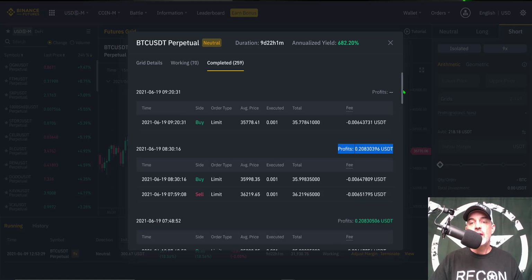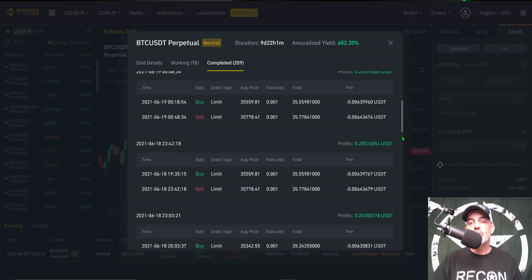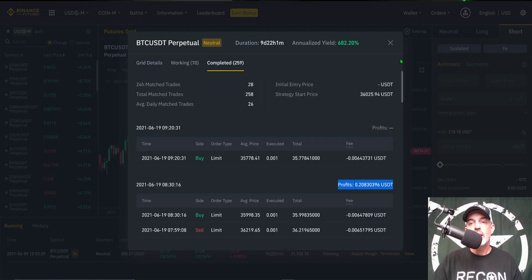And in this case, the bot makes just roughly around 20 cents per matched trade. And if I'm averaging 26 matched trades a day, this bot is earning just around $5 a day. Nothing huge, but it is currently winning the battle. And the strategy start price, which was represented on the previous chart by that yellow line, is actually 36,025 USDT.